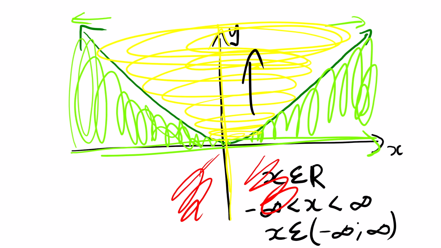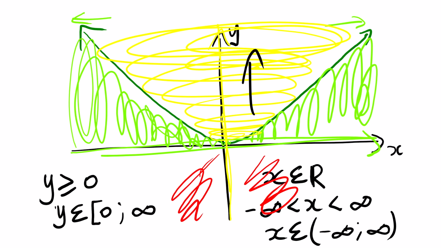Going up, it's infinity. So y is greater than or equal to 0. No, actually we already did the inequality. So y is the element of numbers ranging from 0 to positive infinity. That's it for this one.